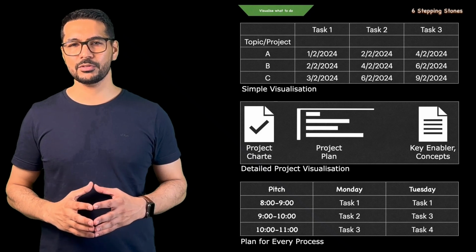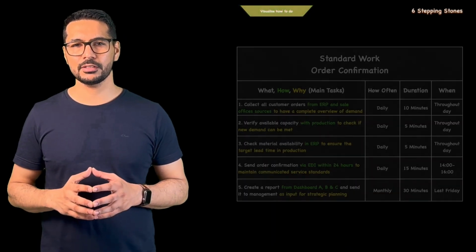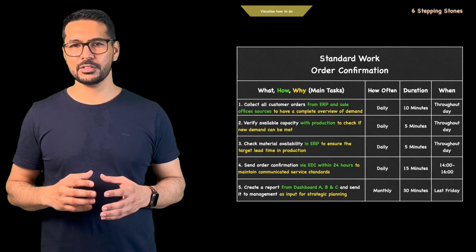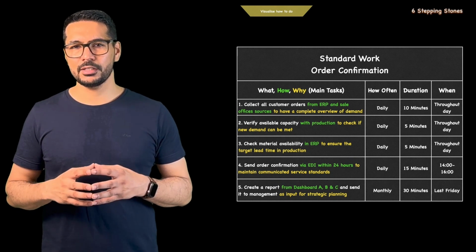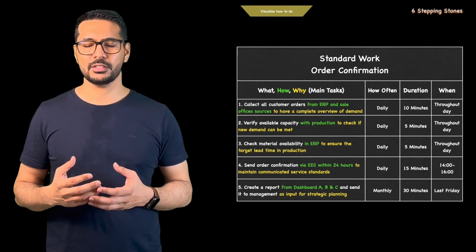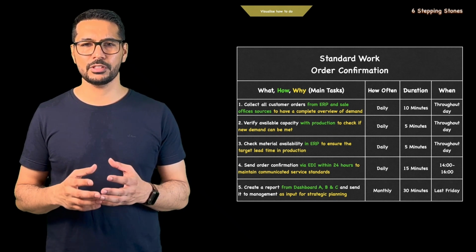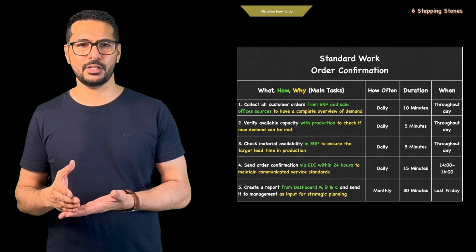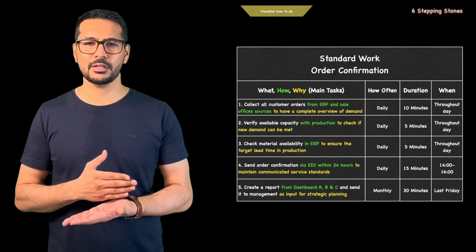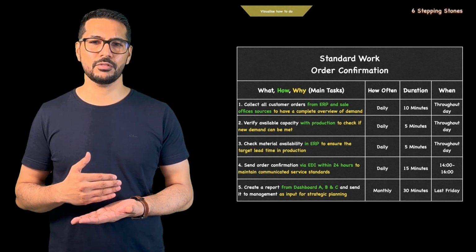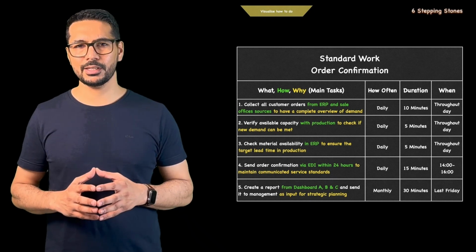The next stepping stone is to visualize how to do it. In the previous stepping stone we saw how to visualize what to do. That can be visualized in different ways, simple or complicated, where we set task number 1, 2 and 3. They were merely the tasks which should be done, meaning what to do. Here we are visualizing how to do it.